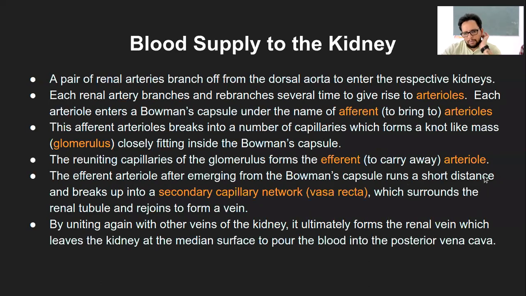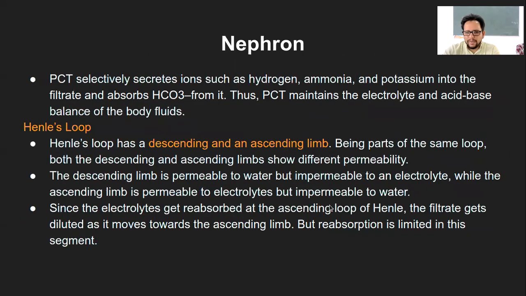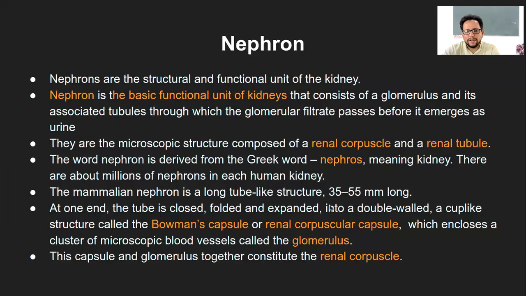Then blood supply to the kidney. This part we had seen in detail earlier itself, so I'm not going to touch upon this. But what you need to know here is what the glomerulus is, which is the capillary network. You know what afferent and efferent arterioles are. And there is just one thing that maybe I would have missed, the secondary capillary network called vasa recta. So let me show you that in the diagram.